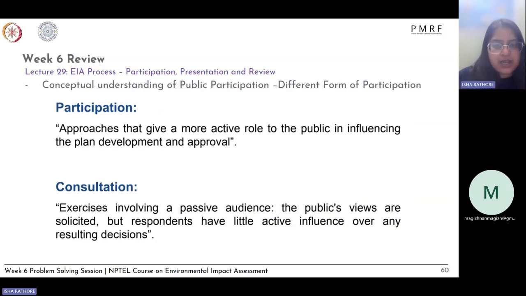Participation is defined as approaches that give a more active role to the public in influencing plan development and approval, whereas consultations are exercises involving a passive audience. The public views are solicited, but respondents have little active influence over any resulting decisions.